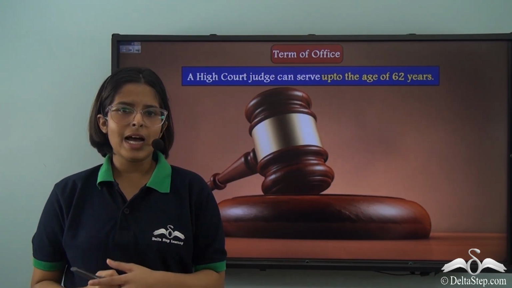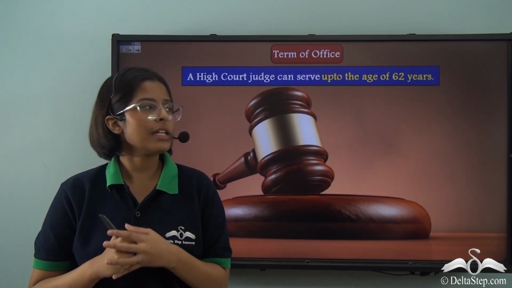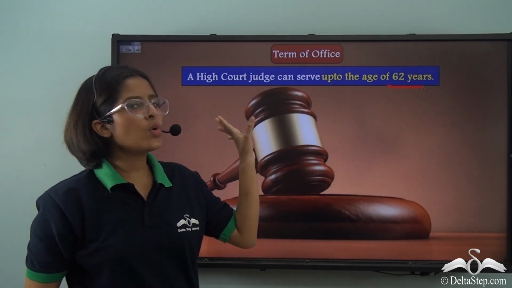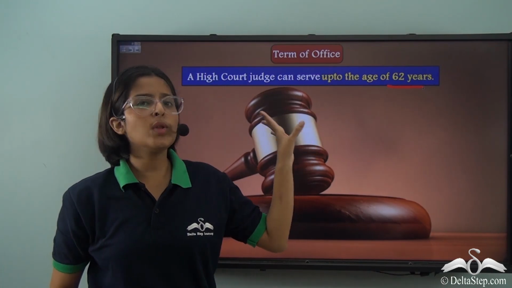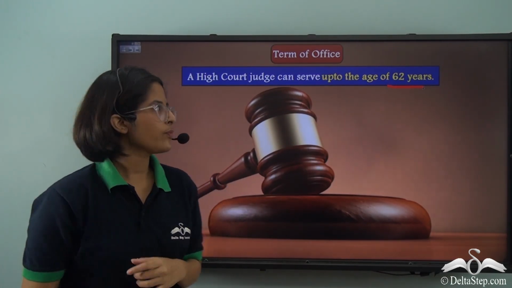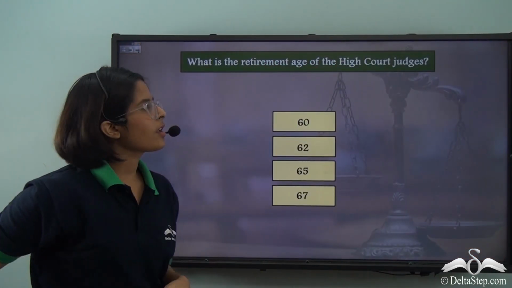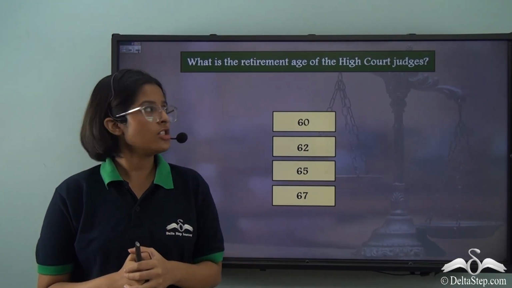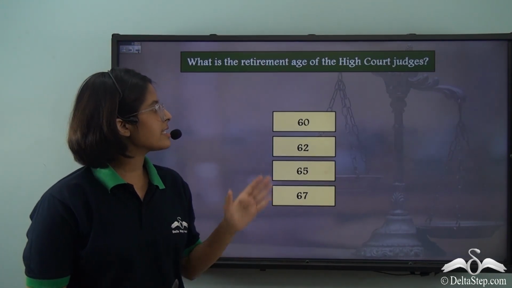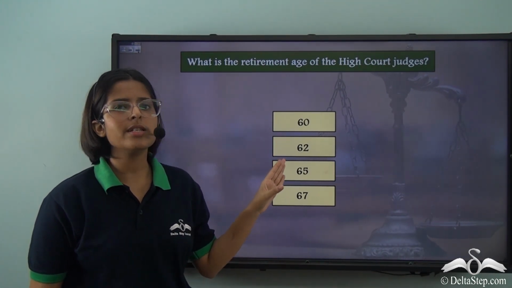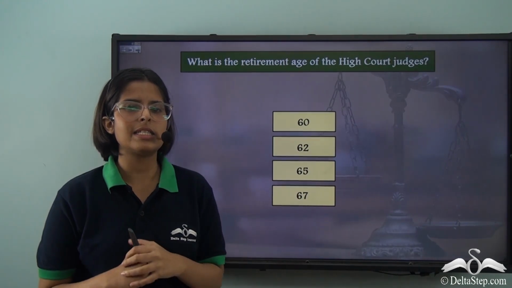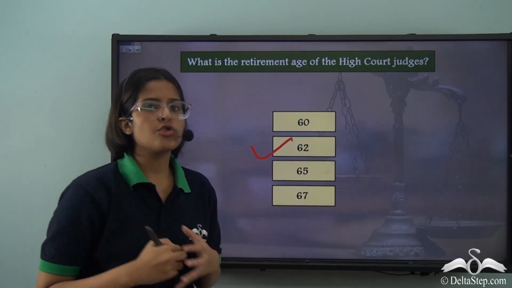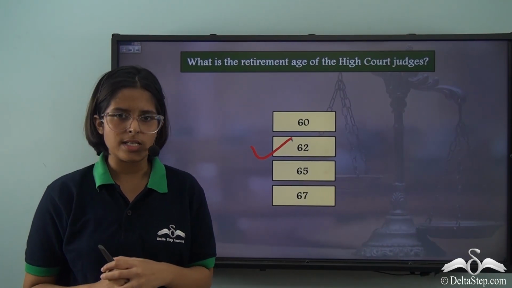A judge of the High Court has his retirement at 62 years, which means that a High Court judge can serve up to the age of 62. So, can you answer this question? What is the retirement age of a High Court judge? Is it 60 years, 62 years, 65 years or 67 years? Yes, a judge of the High Court retires at 62 years.